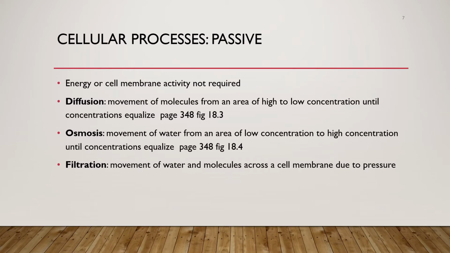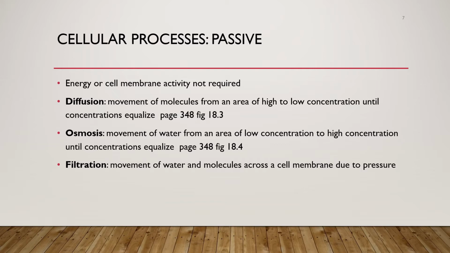So now we're going to talk about how things actually happen within the cell. So there is a cellular process that is passive, meaning that it does not require energy or activity within that cell membrane. And this is how things inside the cell are going to move. We have different types of activity that can happen. Diffusion is defined on page 347, but as I have noted here, the picture that goes along with that is on page 348, figure 18.3.